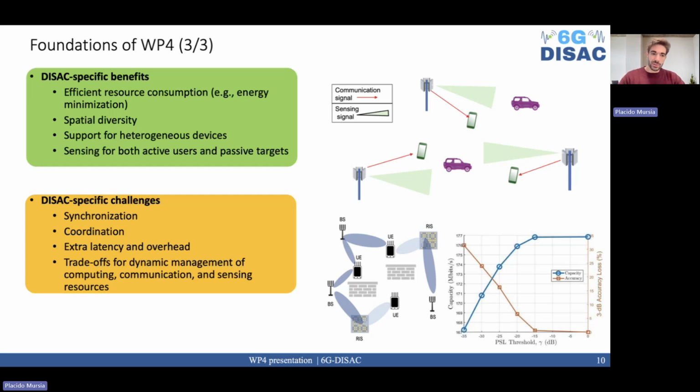However, the DISAC approach also brings some specific challenges. For example, the need to keep strict synchronization and coordination among the distributed nodes, an extra latency and overhead due to this coordination, and inherent trade-offs for dynamic management of computing, communication, and sensing resources, which need to be addressed and optimized.